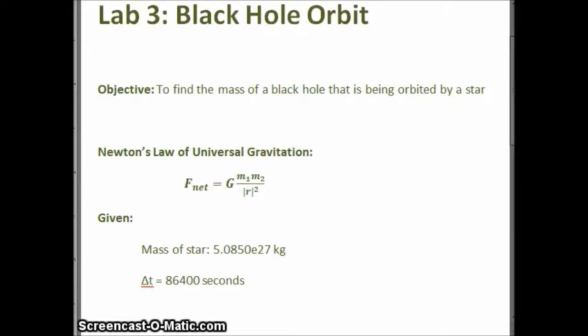This is Lab 3, Black Hole Orbit. In this lab, we are given position data over time of a star of specified mass as it orbits around a black hole. We were to calculate the mass of this black hole through the application of Newton's law of universal gravitation and Newton's second law.